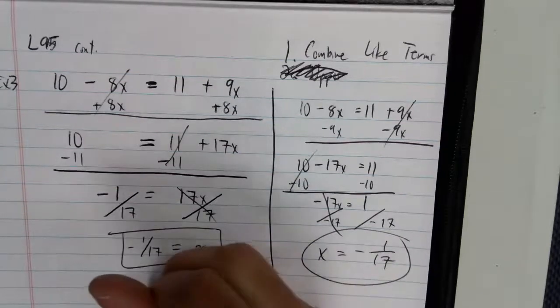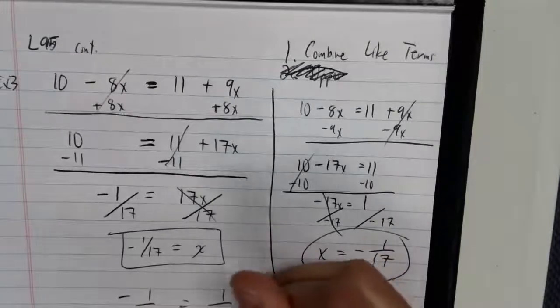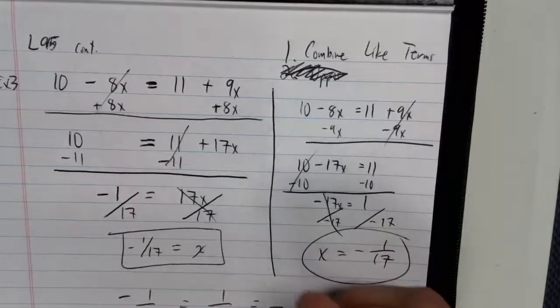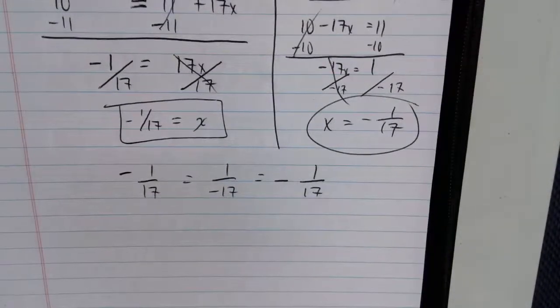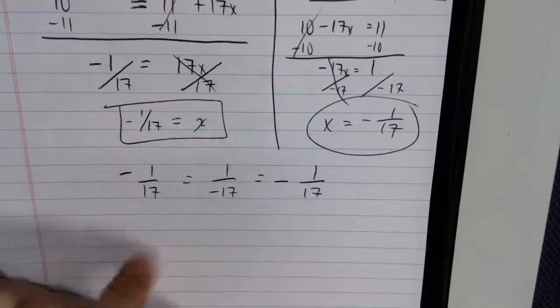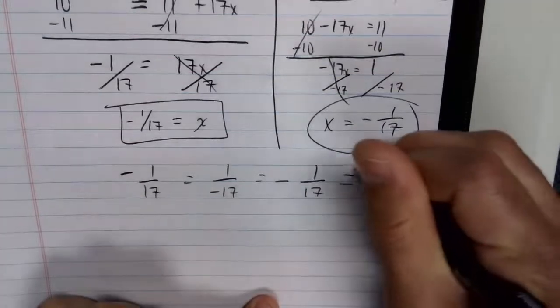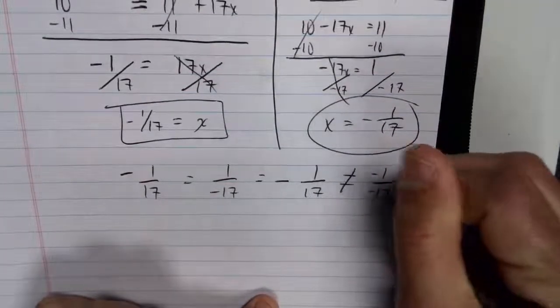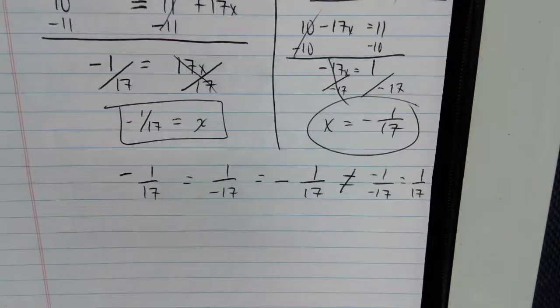Because negative 1 over 17 is equal to 1 over negative 17, which is equal to negative 1 over 17. The negative doesn't matter where you place it because the outcome is negative. Now, if you put the negative on top and bottom, that would not be equal to those, because that's equal to positive 1/17. All right? Longer answer than you wanted.